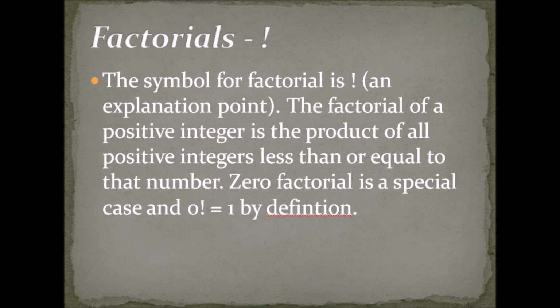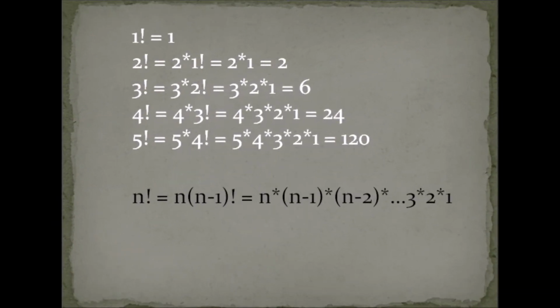The factorial of a positive integer is the product of all positive integers less than or equal to that number. 0 factorial is a special case, and 0 factorial is equal to 1 by definition. 1 factorial equals 1. 2 factorial equals 2 times 1 factorial, equals 2 times 1 equals 2. 3 factorial equals 3 times 2 factorial, equals 3 times 2 times 1 equals 6.